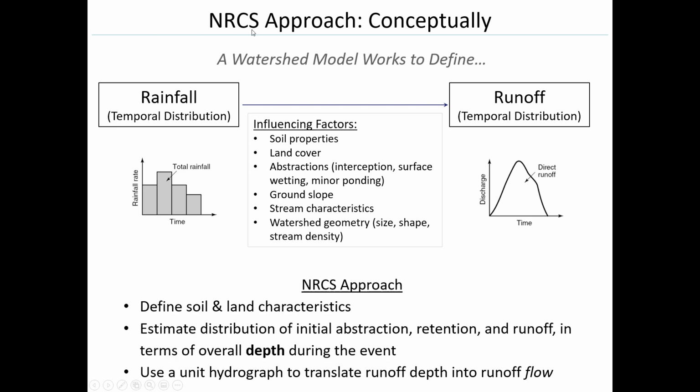So the method here is, first of all, to look at what is the soil type and what's the land use characteristics in a watershed. And then there's just a simple empirical equation that says how much of the rainfall is going to get tied up in initial abstraction, how much of it is going to be retained in the watershed, and then therefore the leftover amount that's the runoff. And so it looks at depth.